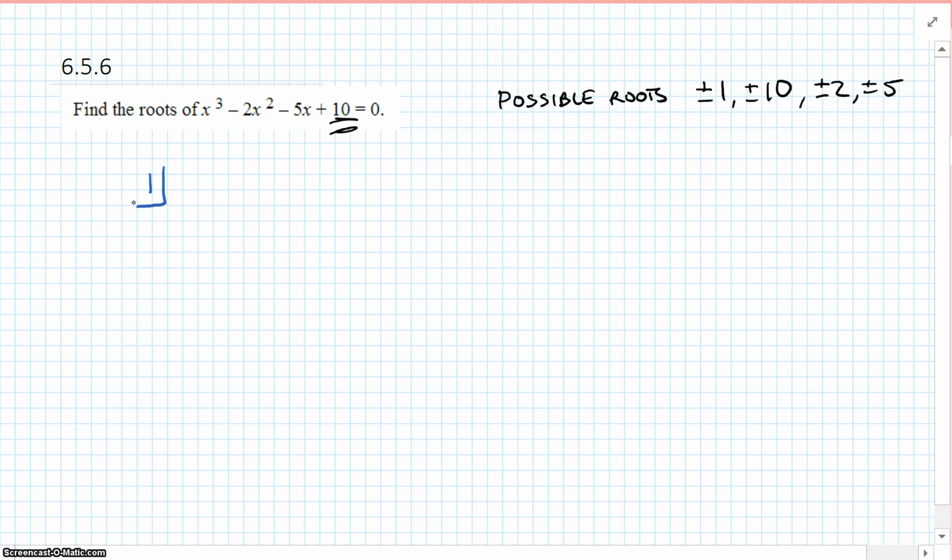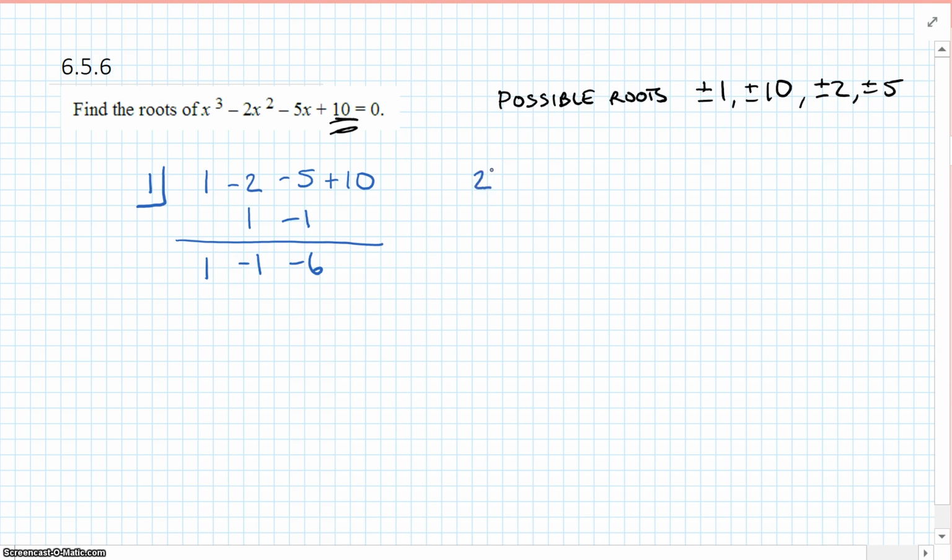Okay, so we have a root of 1, so we're going to list the coefficients of the polynomial. So that would be 1, negative 2, negative 5, 10. So drop down 1. 1 times 1 is 1. Negative 2 plus 1 is negative 1. 1 times negative 1 is negative 1. Negative 5 plus negative 1 is negative 6. So I can see 1's not going to work, so I can stop there.